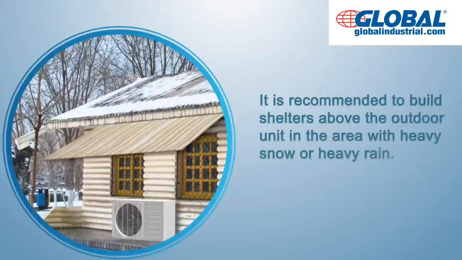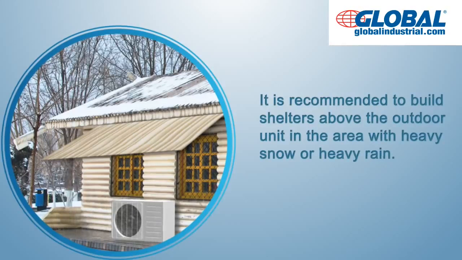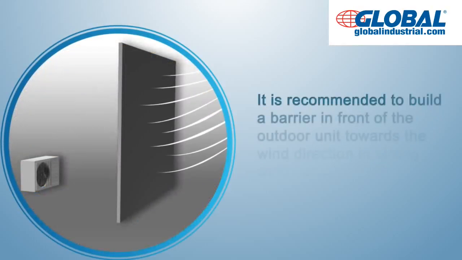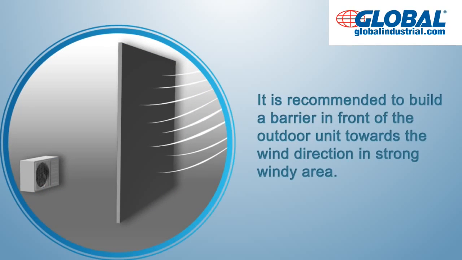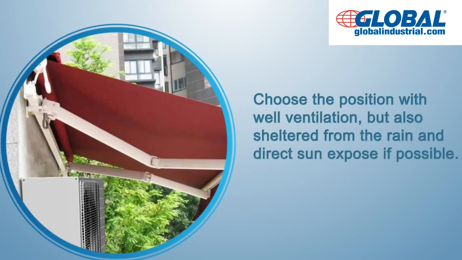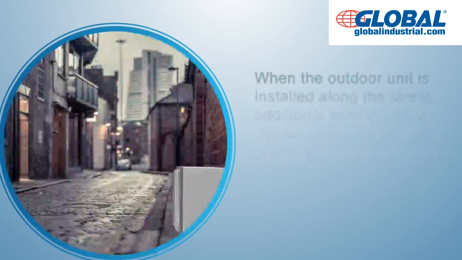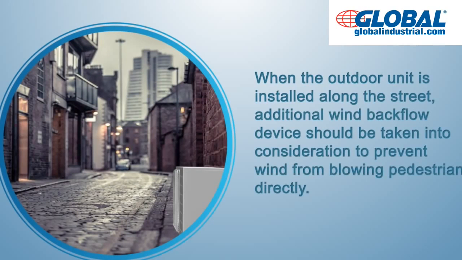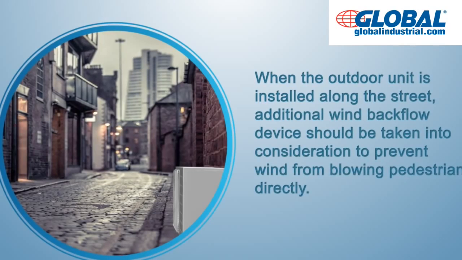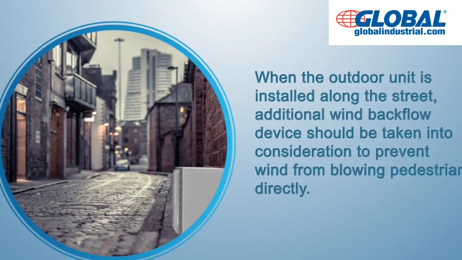It is recommended to build shelters above the outdoor unit in the area with heavy snow or heavy rain. It is recommended to build a barrier in front of the outdoor unit towards the wind direction in strong windy area. Choose the position with good ventilation, but also sheltered from the rain, and direct sun exposure if possible. When the outdoor unit is installed along the street, additional wind backflow device should be taken into consideration to prevent wind from blowing pedestrians directly.